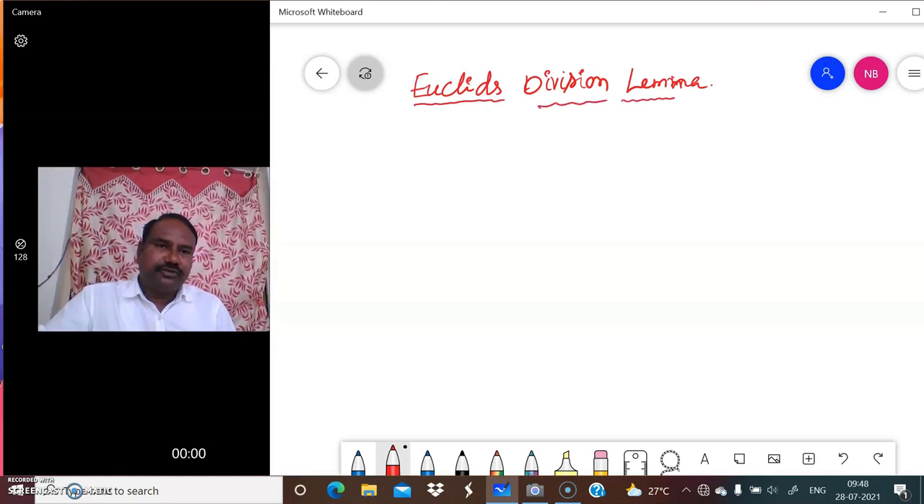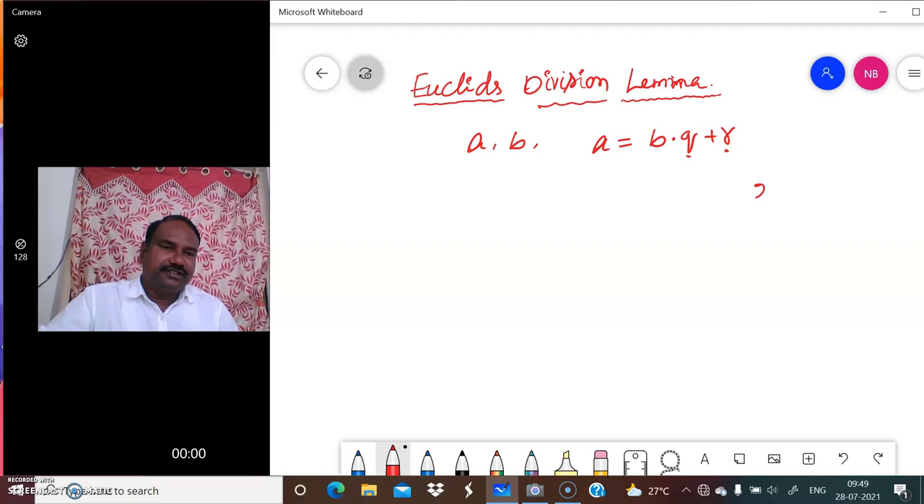So what Euclid's division lemma states is, if you take any two positive integers a comma b, that can be written as a is equal to b into q plus r. Here q is called the quotient and r is called the remainder. So it is nothing but like our division rule.